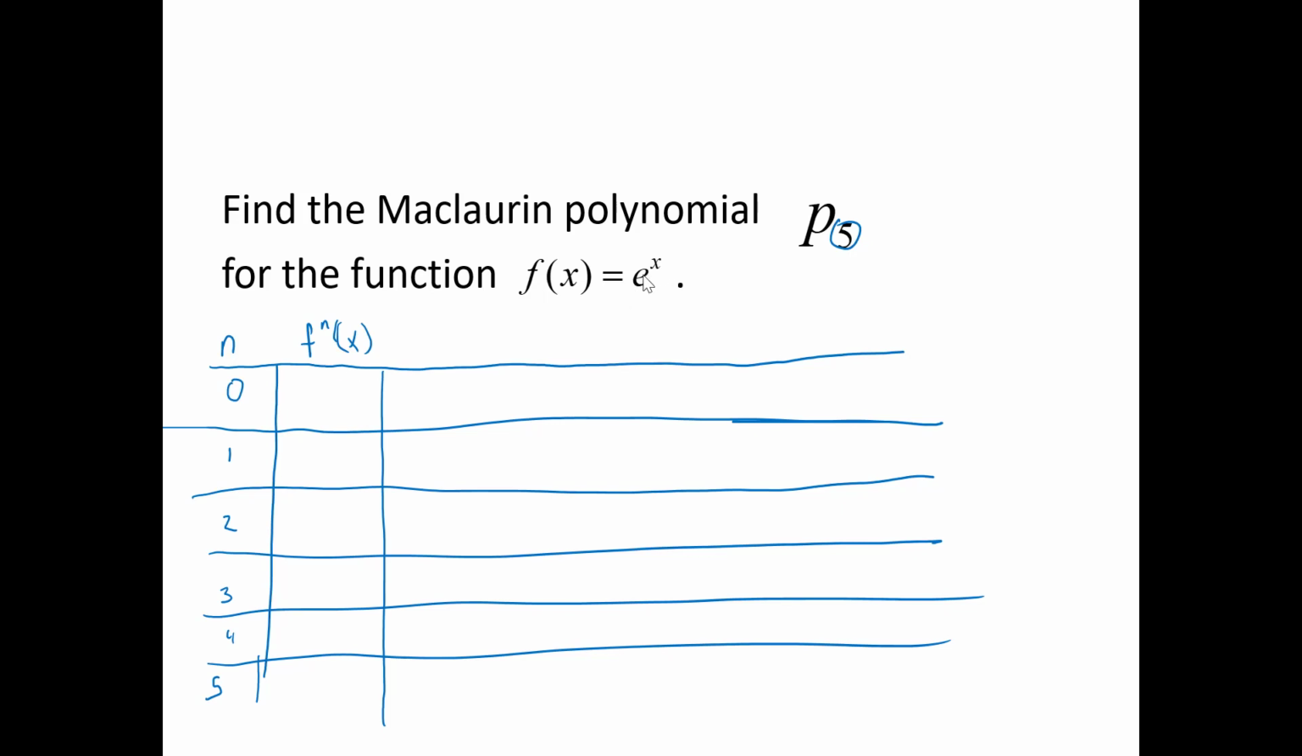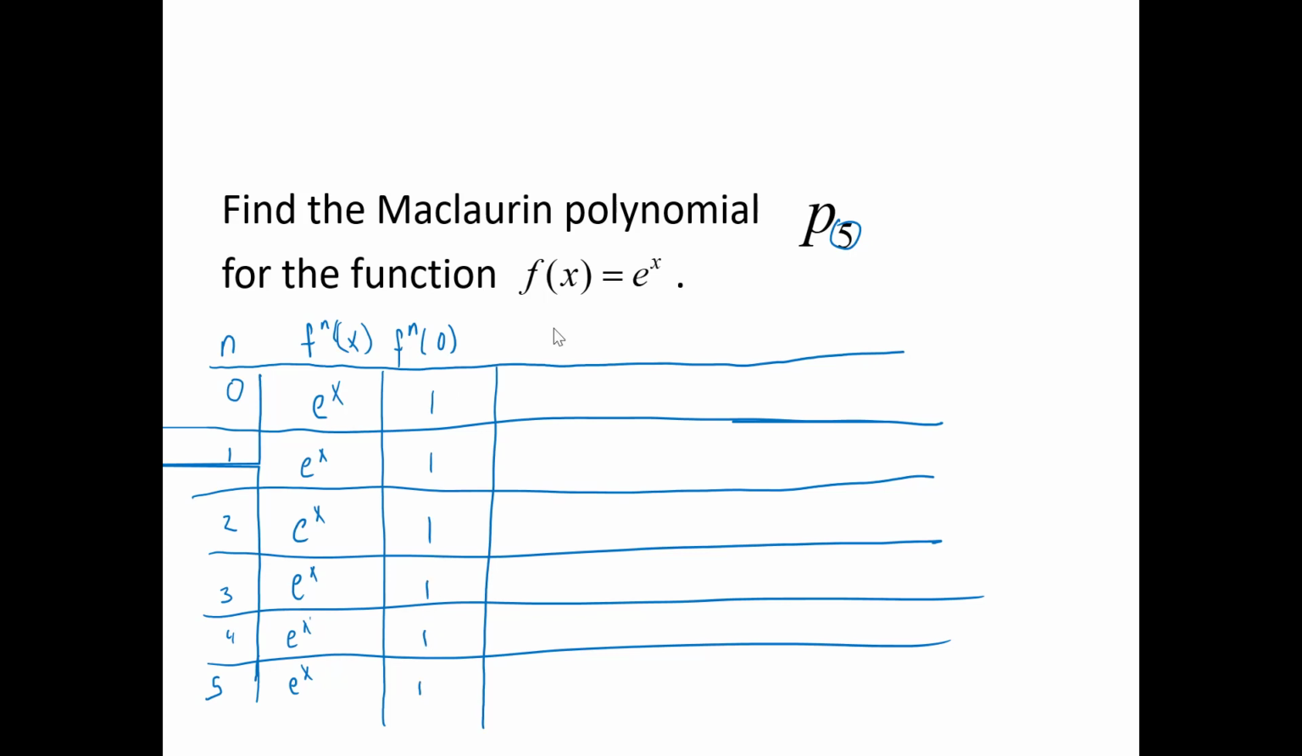So if f of x is e to the x, the 0 derivative is just the original function, e to the x. But then the first derivative is also e to the x, and so is the second derivative, and so is the third derivative, and so is the fourth derivative. And then what I need to do is evaluate my derivative at 0. And so then these are always going to be 1.